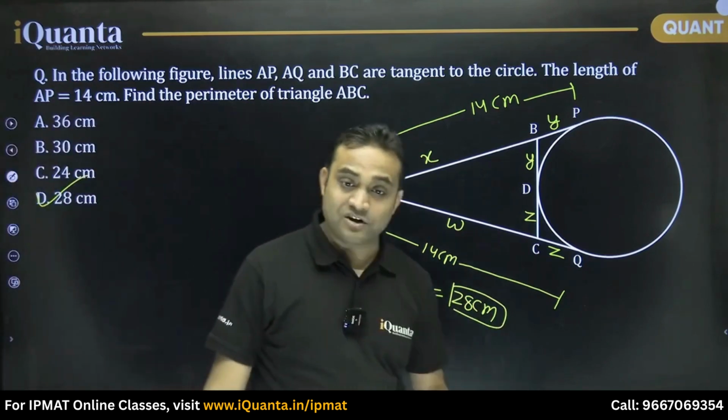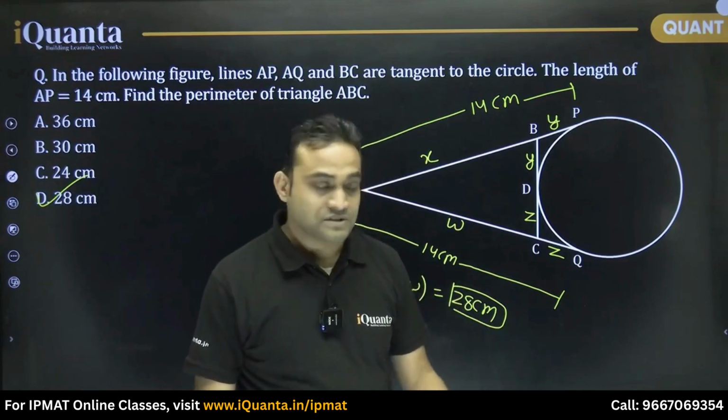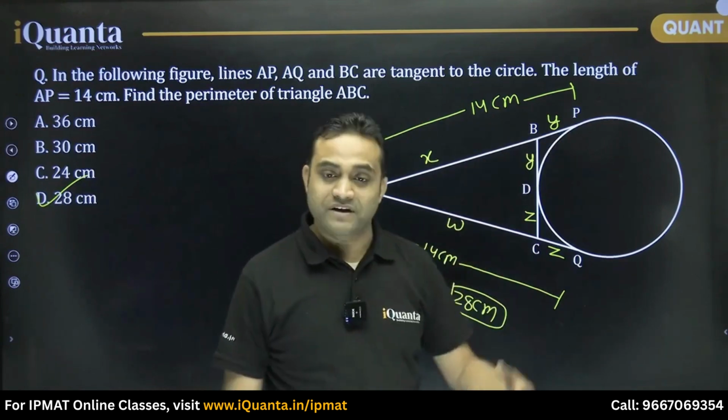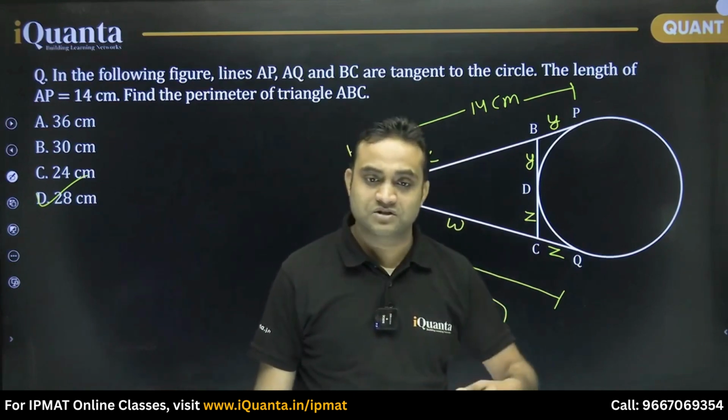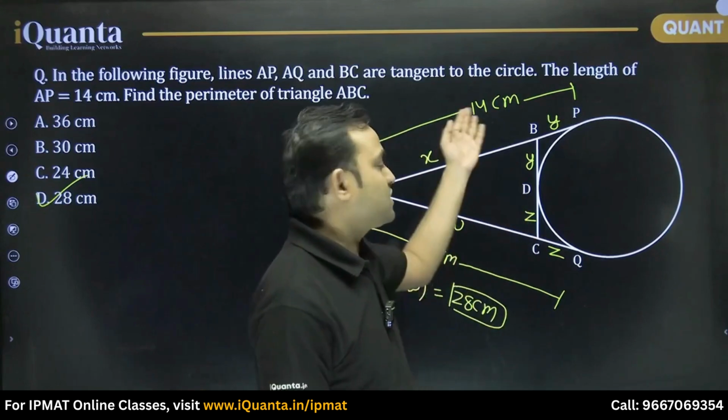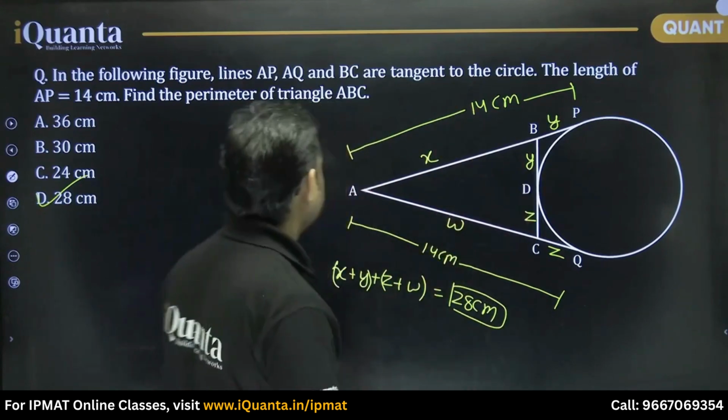Now in these kind of situations, you can just remember that if tangent AP is given, the perimeter of this triangle ABC will be just twice of this, just the double of it, okay, which is 14 into 2, 28 centimeter.